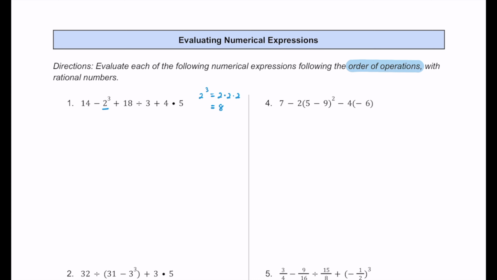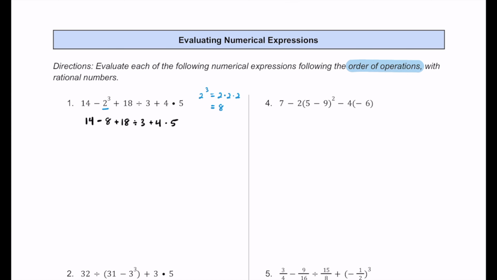So if we go ahead and evaluate that, we're going to get 14 take away, and we just found that that's equal to 8, right? So we're just going to go ahead and copy down the rest of the expression here. Go ahead and just do one step at a time, so we have all of these other parts that we have not done yet, okay?